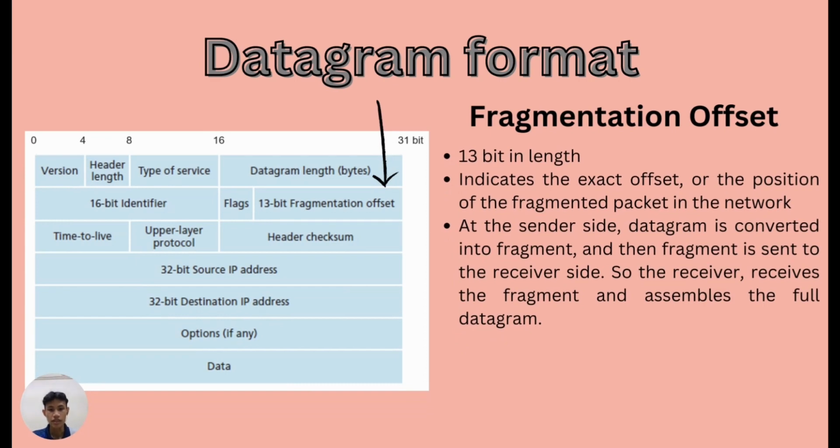The last field in the second line of the datagram format is fragmentation offset. The size is 13 bits in length, and it indicates the exact offset, or the position, of the fragmented packet in the network. It is the most important field in the second line of the datagram. At the sender side, the datagram is converted into fragments, and then the fragments are sent to the receiver side. So the receiver receives the fragments and assembles the full datagram.